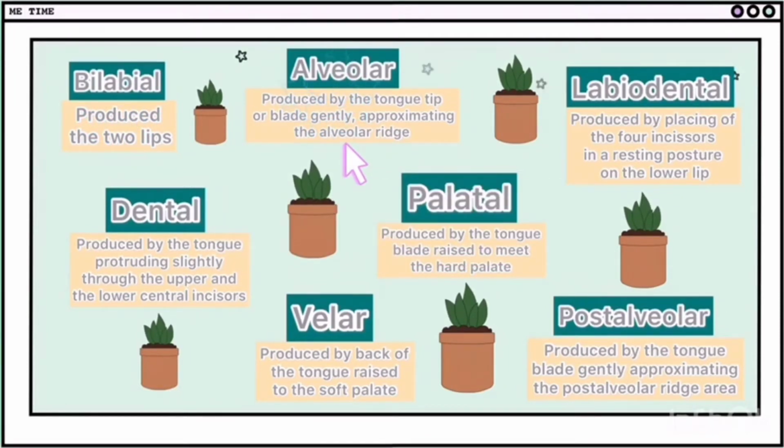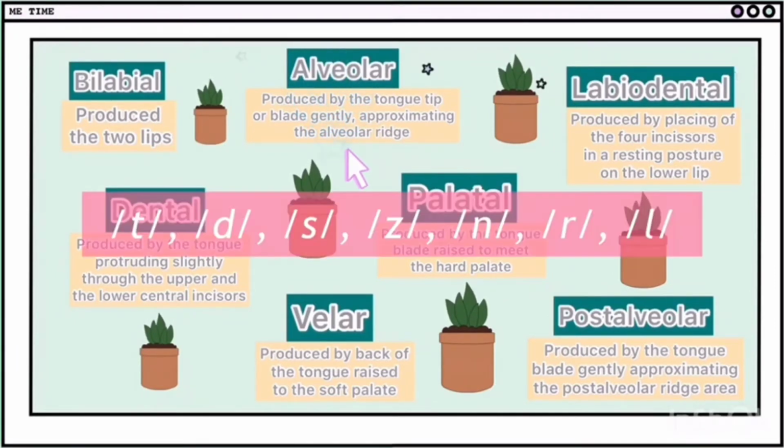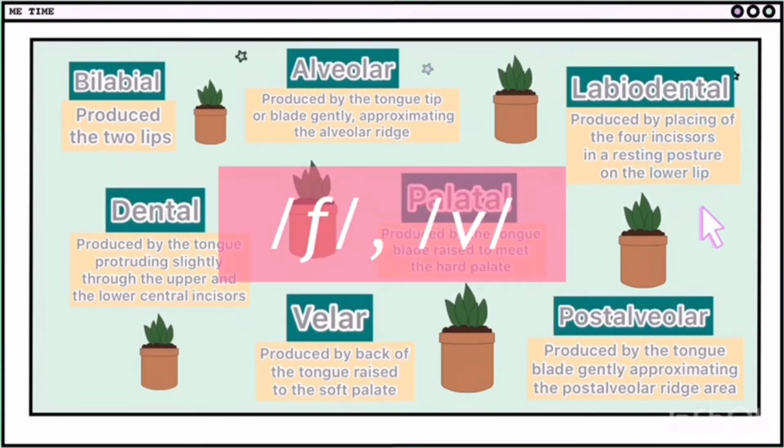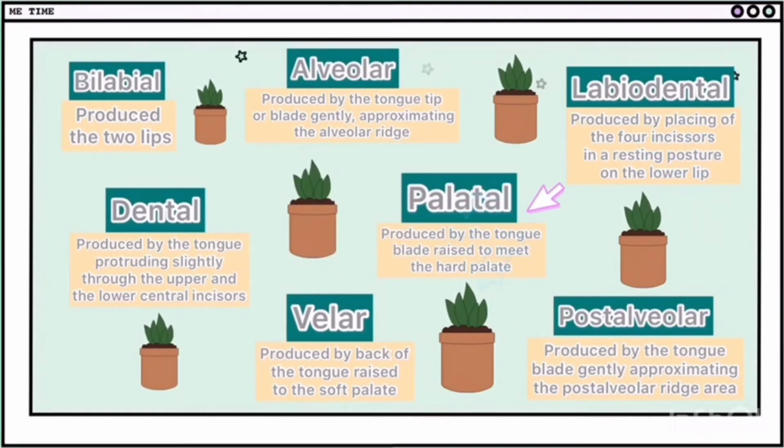Alveolar is when the tip of the tongue touches the alveolar ridge, which is directly behind the upper teeth. Example: t, d, z, n, r, l. Labiodental is where the lower lip and the upper teeth come together. Example: f and v. Palatal is when the front of the tongue approximates to the hard palate.